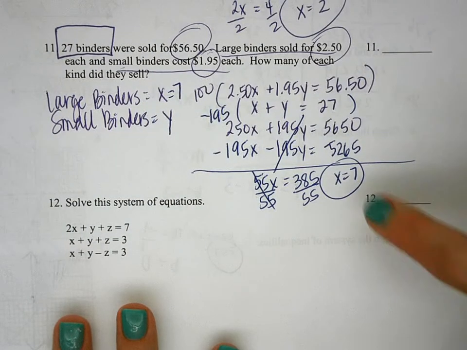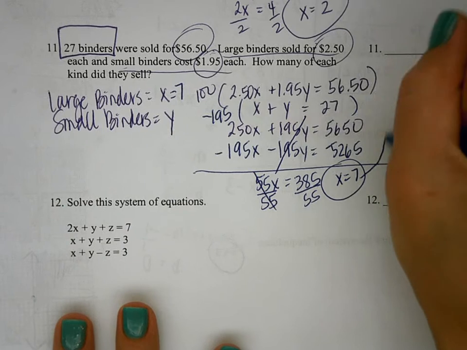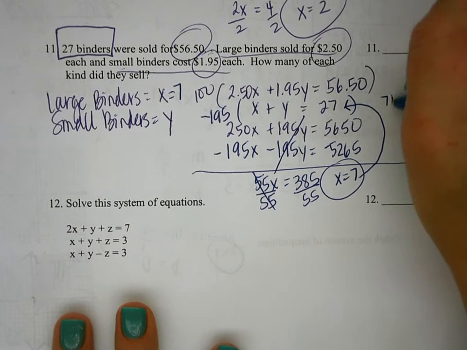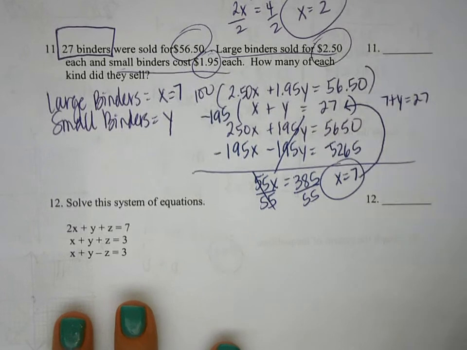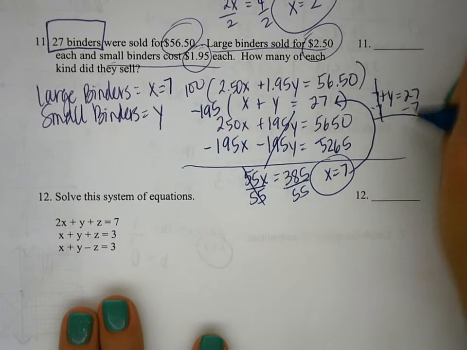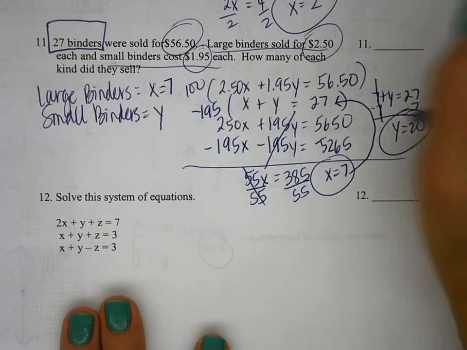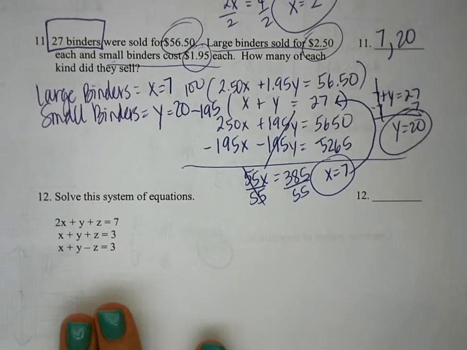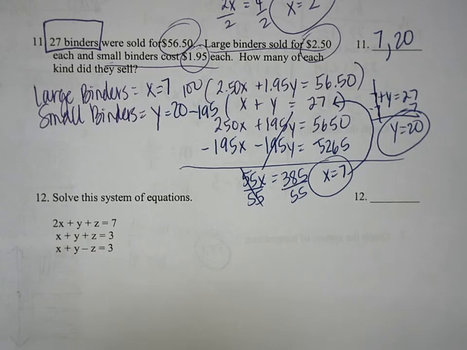So the easiest one to plug it into is x plus y equals 27. So 7 plus y equals 27, y equals 20. And y equals 20 is correct. So I'll put that as 7 and 20. Questions there? Okay, number 12.